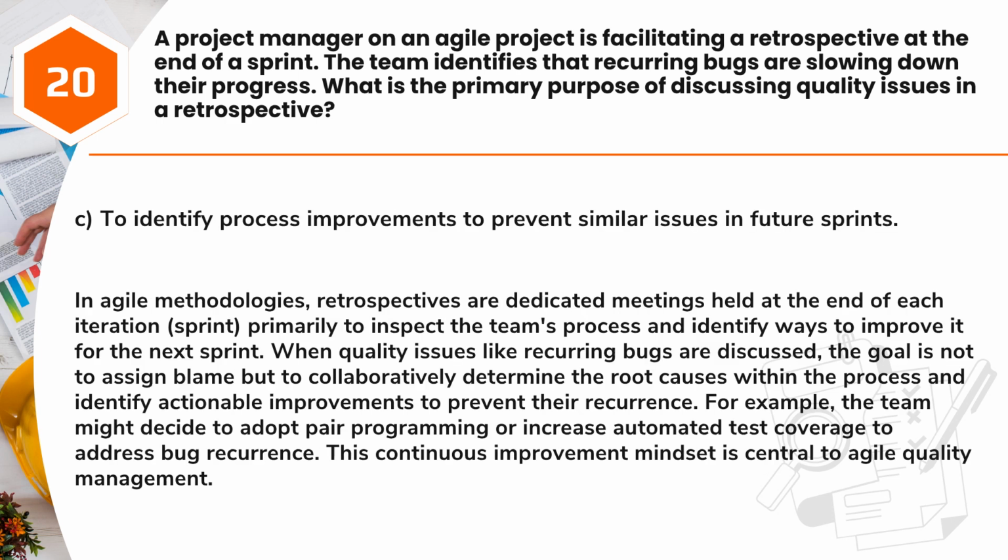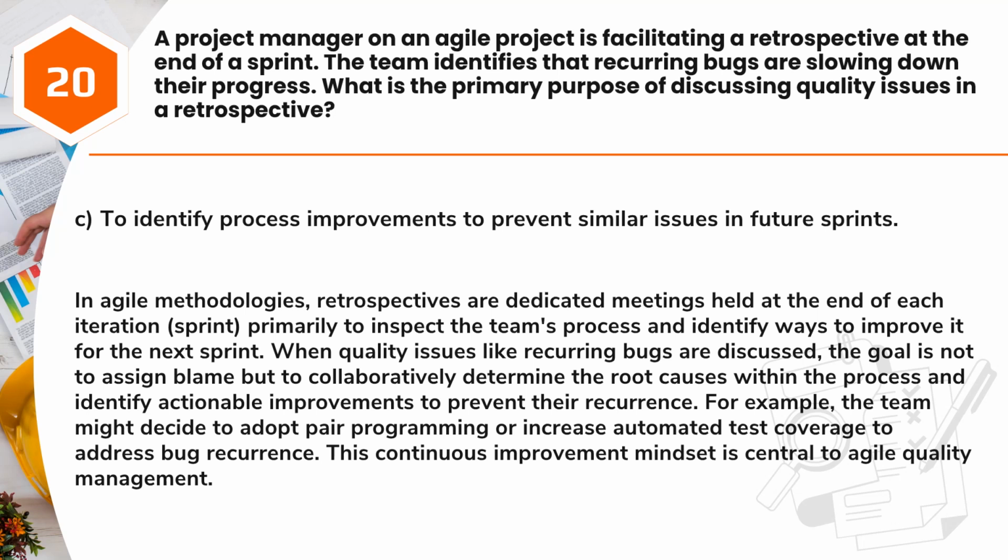Answer: C. To identify process improvements to prevent similar issues in future sprints. In Agile methodologies, retrospectives are dedicated meetings held at the end of each iteration, sprint, primarily to inspect the team's process and identify ways to improve it for the next sprint.